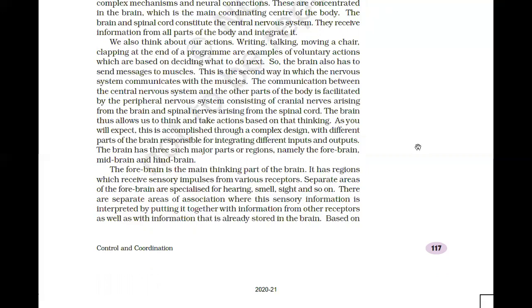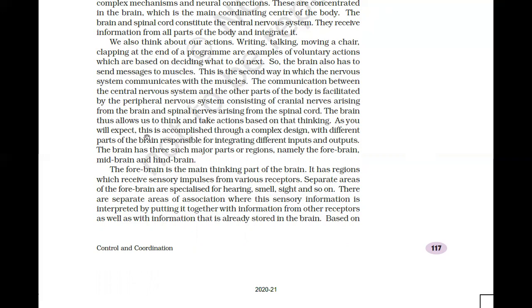This is the second way in which the nervous system communicates with the muscles. The communication between the central nervous system and the other parts of the body is facilitated by the peripheral nervous system, consisting of cranial nerves arising from the brain and spinal nerves arising from the spinal cord. The brain thus allows us to think and take actions based on that thinking.